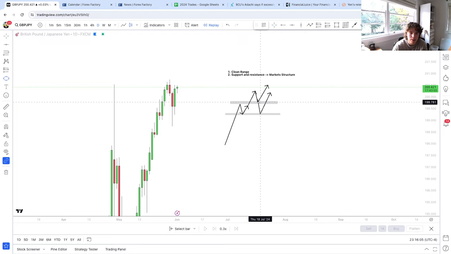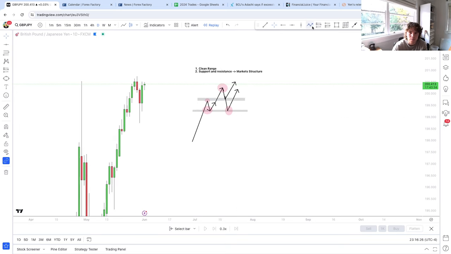So if we think about this, market structure, we have a higher high, we come down, we create a higher low, we push up again and we create a new higher high, we come down and we create a higher low. Okay, so these levels of support and resistance is likely gonna be your market structure, which is gonna be your higher highs, higher lows.